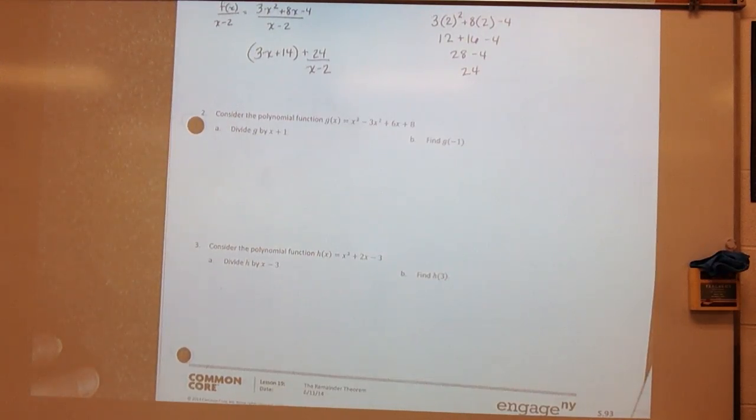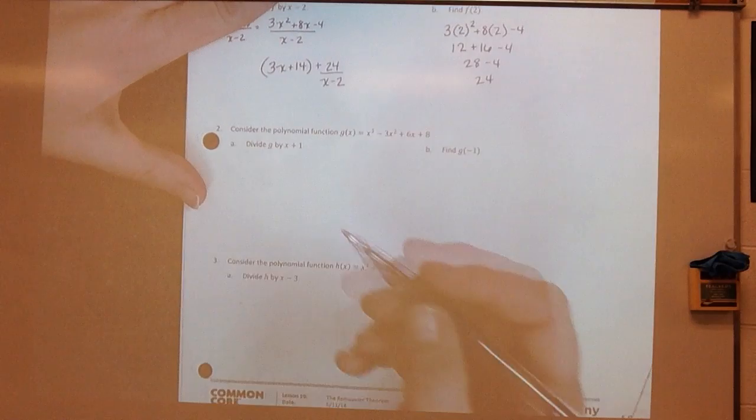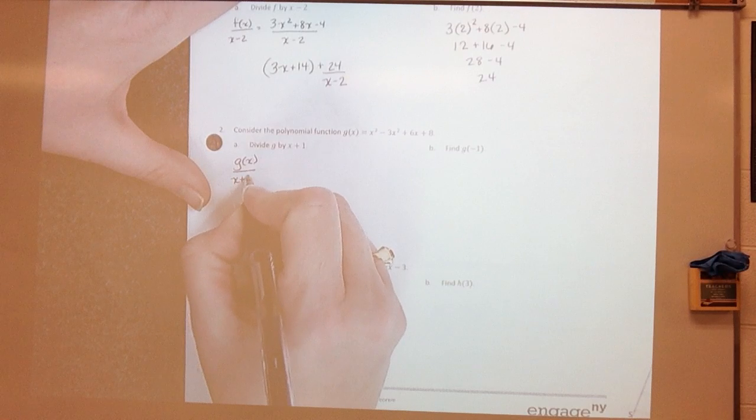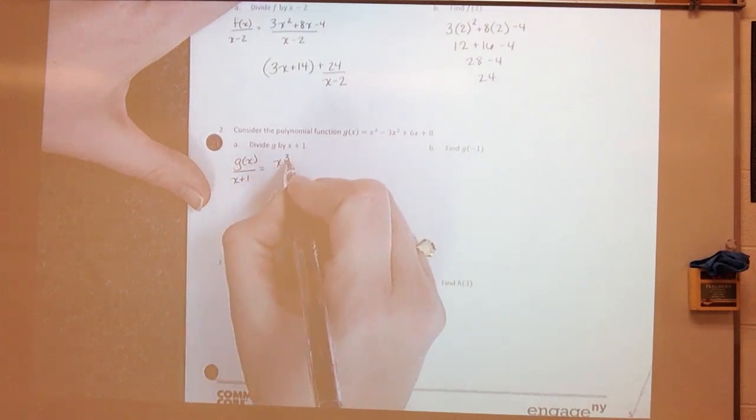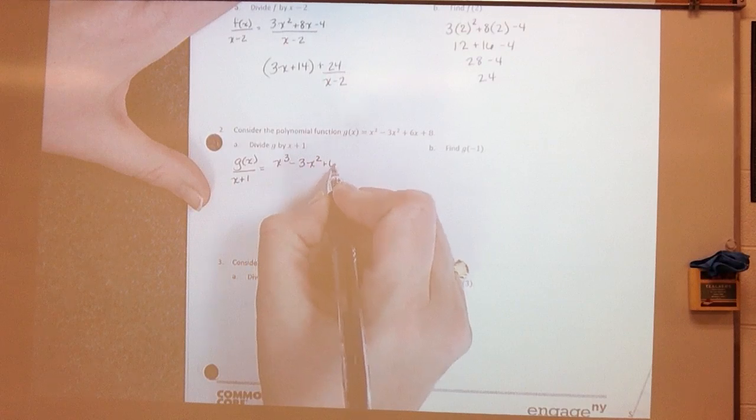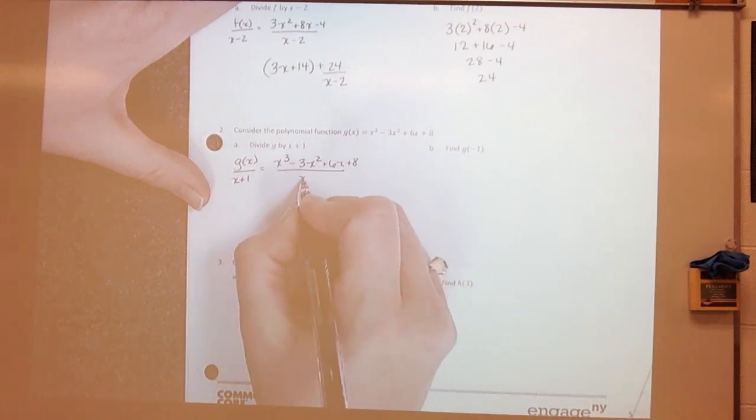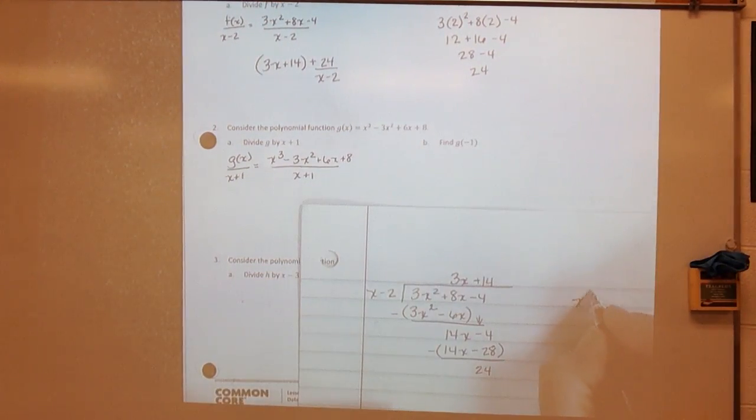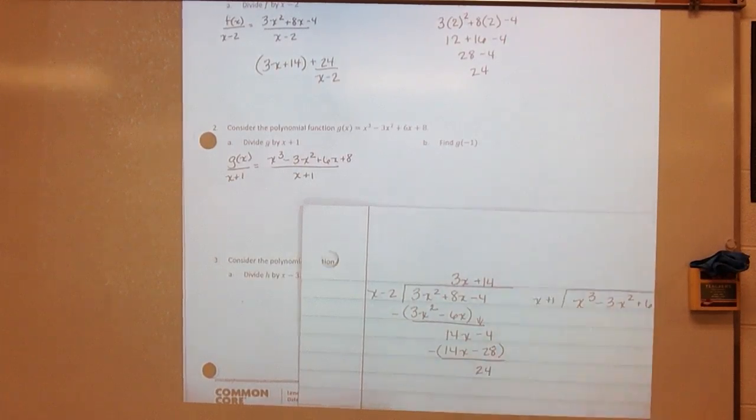Alright, let's look at number 2. Consider the polynomial function g of x is equal to x cubed minus 3x squared plus 6x plus 8. I want to divide that by x plus 1. So it wants us to divide g of x, which is x cubed minus 3x squared plus 6x plus 8, by x plus 1. Alright, so let's come over here and work this out. x cubed minus 3x squared plus 6x plus 8, divided by x plus 1.